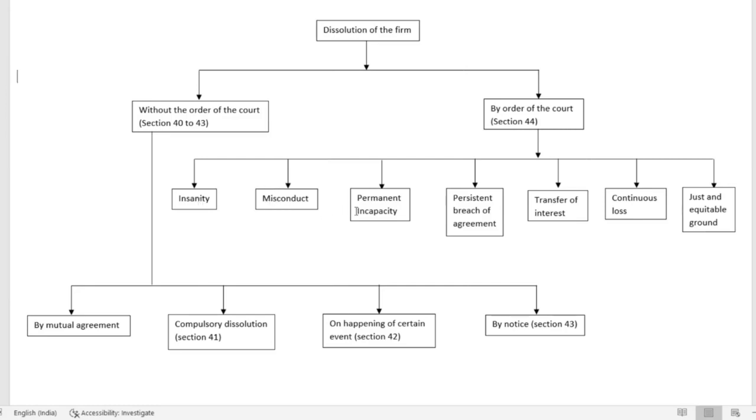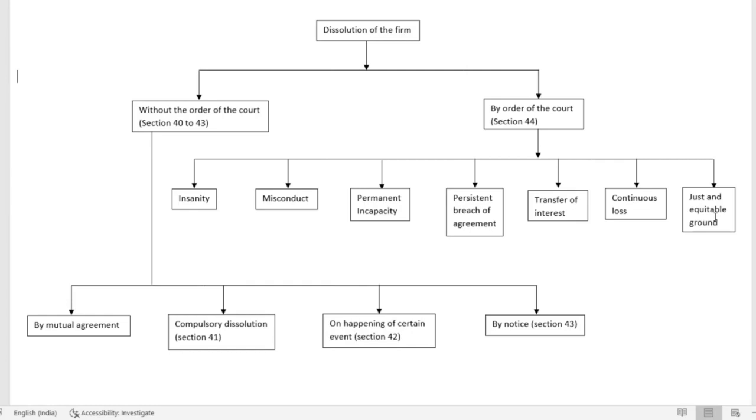One is insanity, misconduct, permanent incapacity, persistent breach of agreement, transfer of interest, continuous loss, and just and equitable ground. Here, with regard to the just and equitable ground, that is left to the discretion of the court. Depending upon the case, the court may decide what is just and what is equitable. So that aspect we can see with regard to the court.